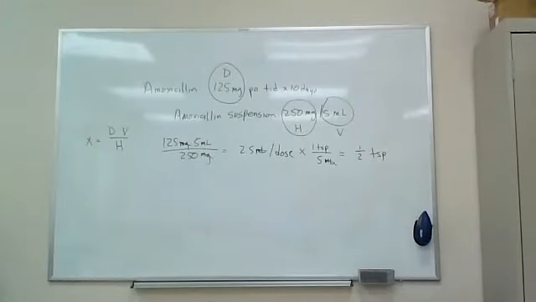All right, questions? One of the questions asks, how much of the drug must be used to make 612 milliliters of a 5% suspension? Okay. Let's go to that.